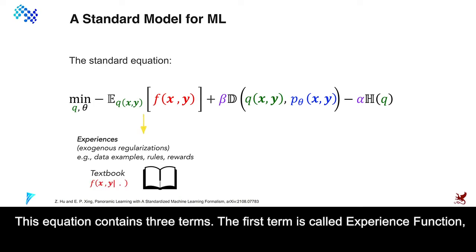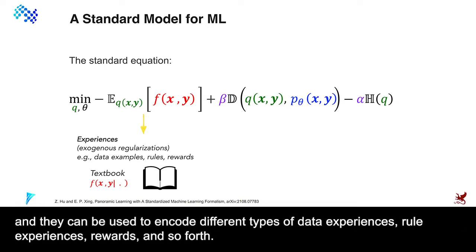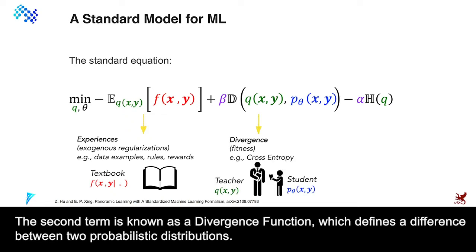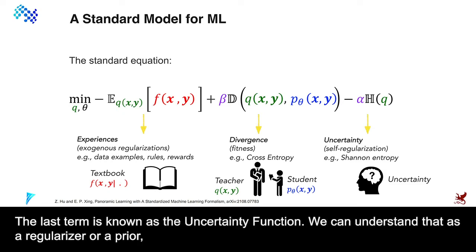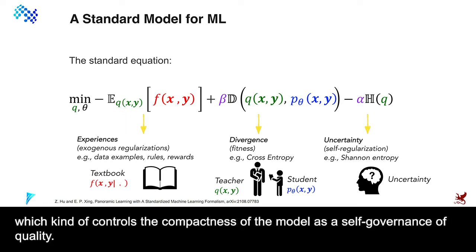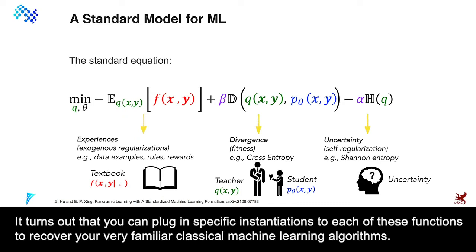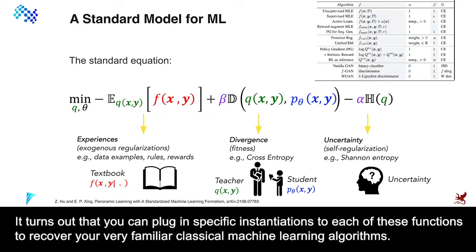The first term is called the experience function, and it can be used to encode different types of experiences: data, rules, rewards, and so forth. The second term is known as a divergence function, which defines a difference between two probabilistic distributions. The last term is known as the uncertainty function. We can understand that as a regularizer or a prior, which controls the compactness of the model as a self-governance of quality. It turns out that you can plug in specific instantiations to each of these functions to recover your very familiar classical machine learning algorithms.